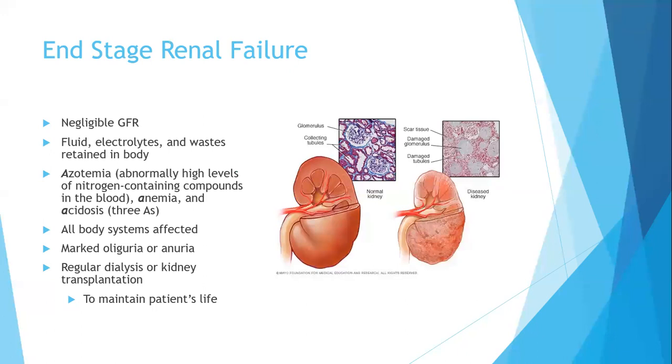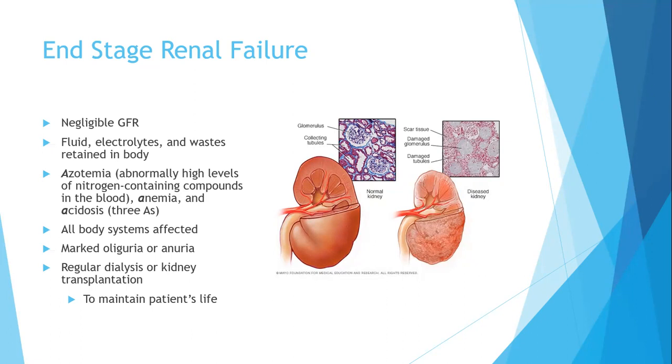End-stage renal failure, you have a negligible glomerular filtration rate, so you're barely filtering. Fluid and electrolyte wastes are retained in the body. Azotemia is abnormally high levels of nitrogen-containing compounds in the blood. Anemia and acidosis. So it's the 3 A's of end-stage renal failure: azotemia, anemia, and acidosis.